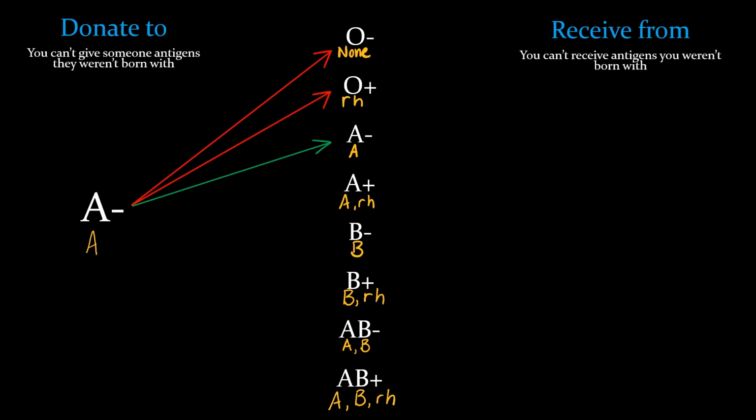Can we give A negative to A positive? Yeah, sure, because we're not giving them anything they weren't already born with. Their immune system has no way to know, hey, I didn't make that blood cell, because all it's going to see is the A flag. It's going to recognize it. It's going to be fine with it.